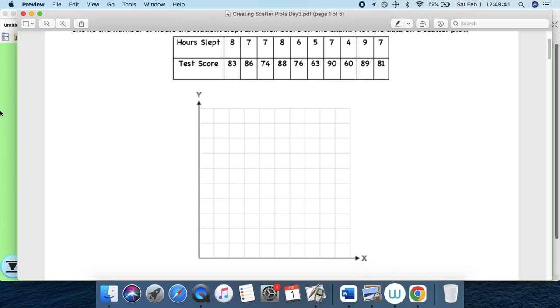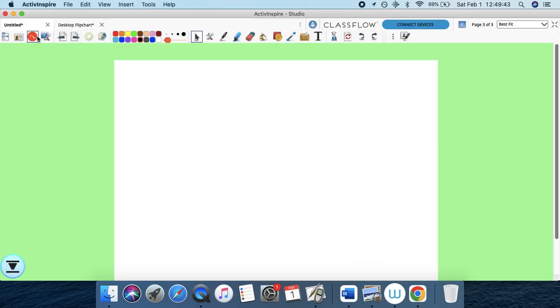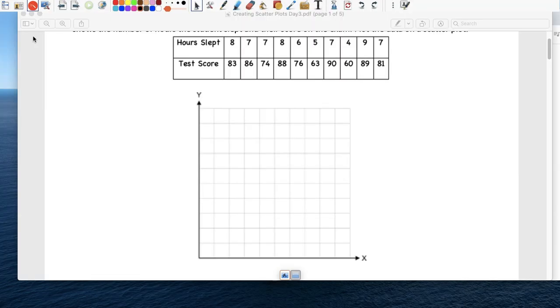In this video, I know we did this problem in class, but there were a couple of you absent, so it's a scatter plot. Let's label our axis. This represents the hours. This is the test score, and they're asking us to graph this.